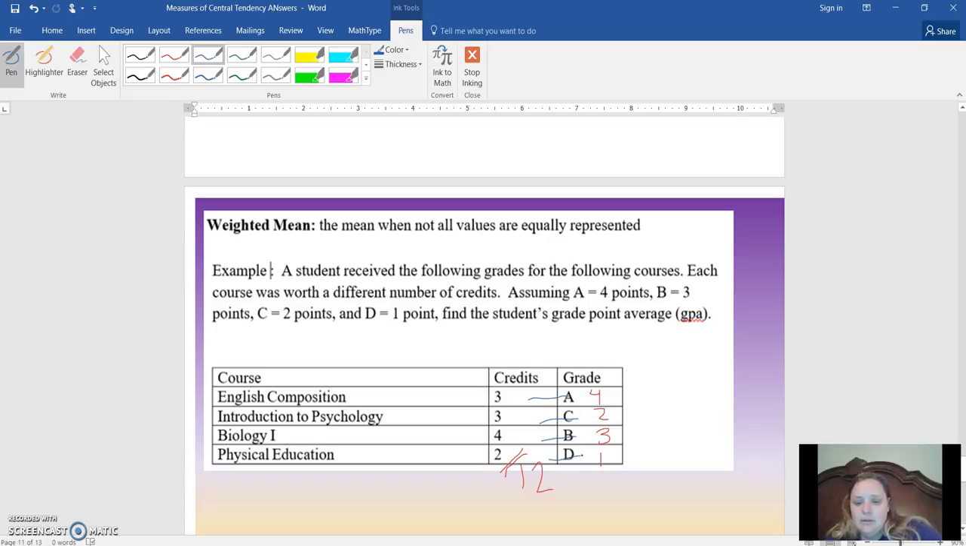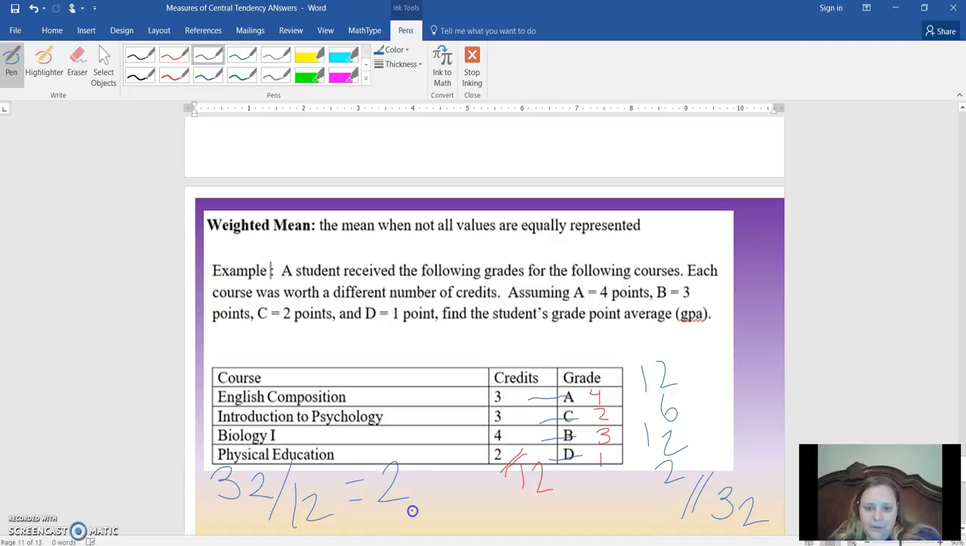All right, so 3 times 4 is 12. 3 times 2 is 6. 4 times 3 is 12. 2 times 1 is 2. And I add those up. 12 plus 6 is 18, plus 12 is 30, plus 2, we get 32. And then I do 32 divided by 12. Okay, all these are whole numbers, so we're going to do 2.7. It's 2.66.